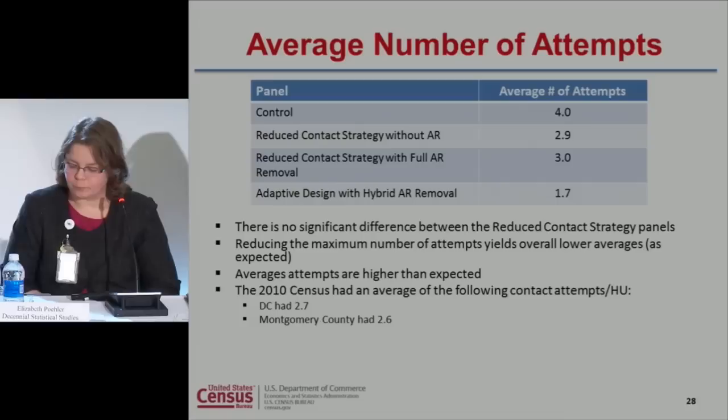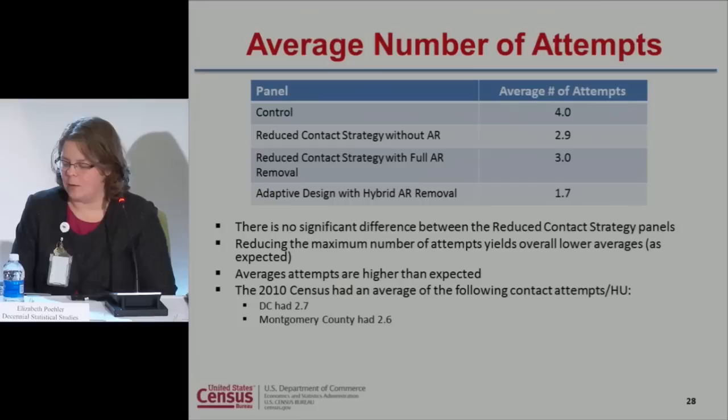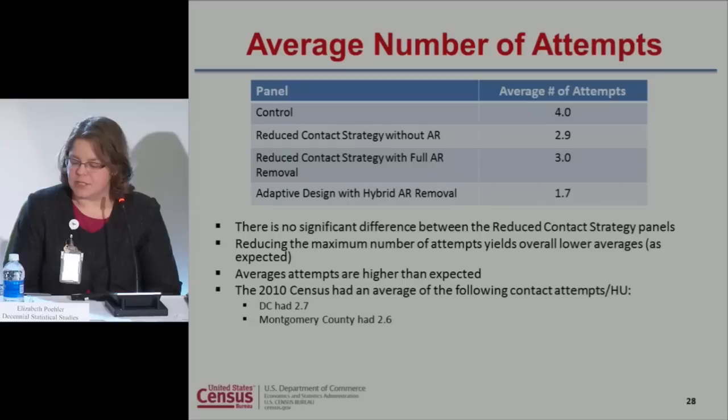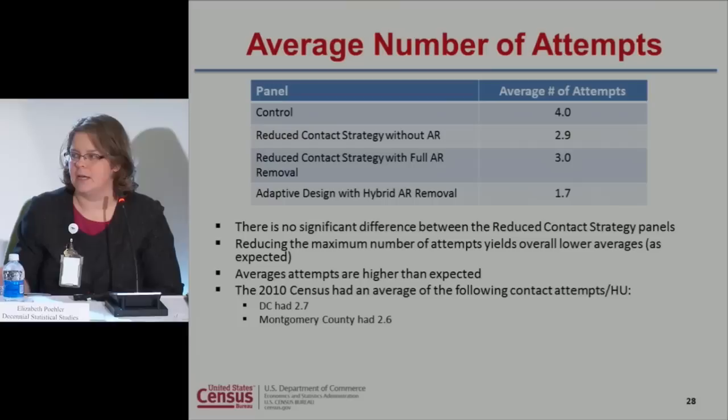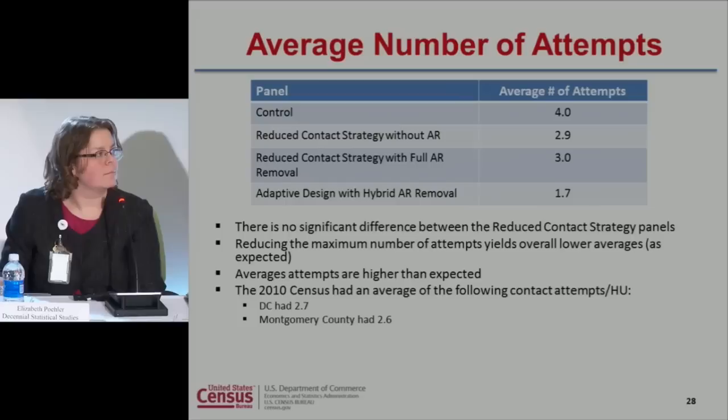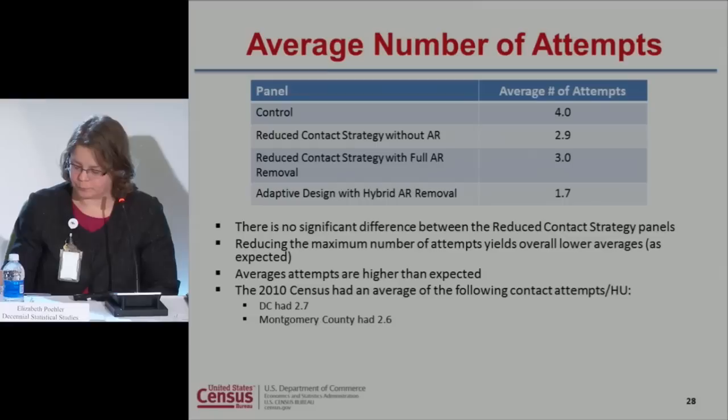However, what we also noted here is that the control panel average is higher than we anticipated when compared to the 2010 census. The average contact attempts in Washington, D.C. in the 2010 census was 2.7, and in Montgomery County, it was 2.6. That is for the entire county, not just for the subsection that was in the control panel, but we think that comparison is comparable. So we'll need to continue to monitor this moving forward to understand more about what would cause the number of attempts to be higher, and if those attempts would relate to other contact strategies.